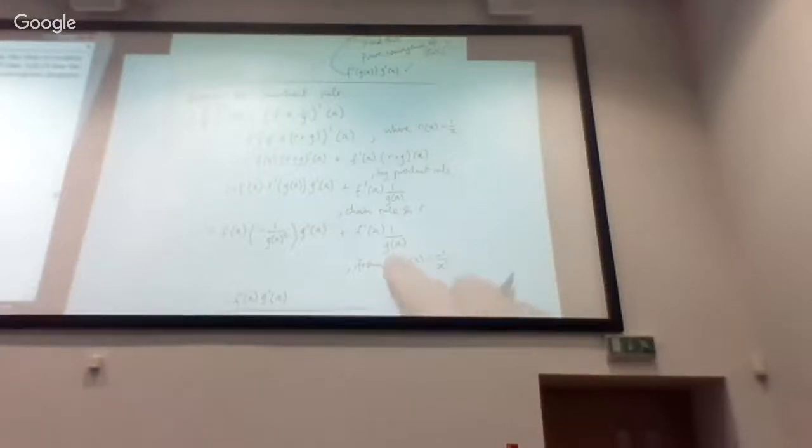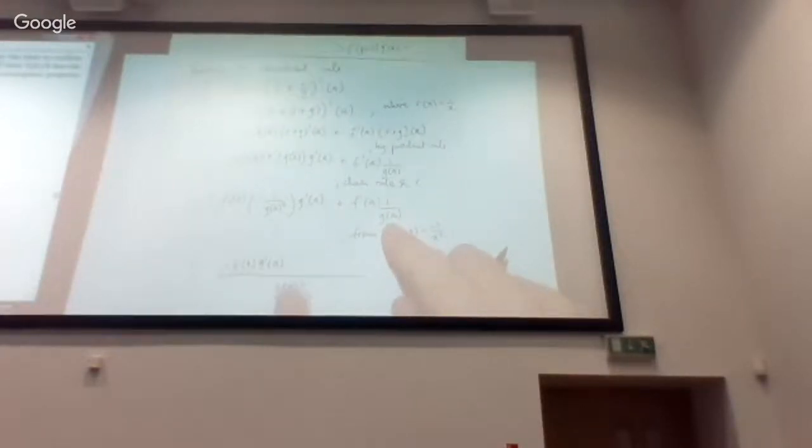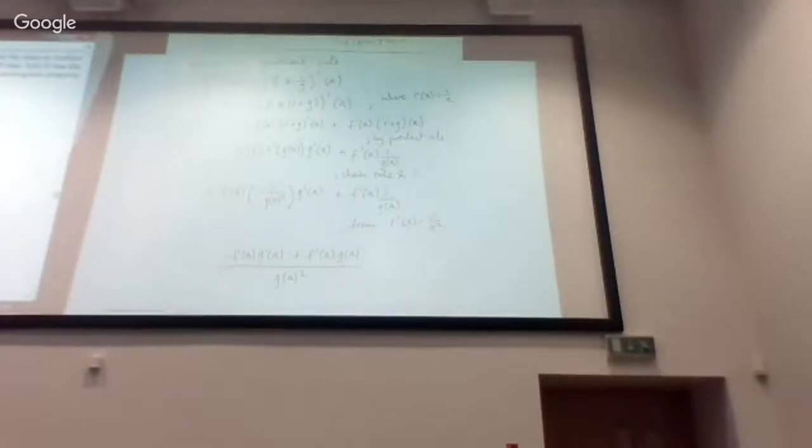This term only has a denominator g of a, so to make it over that common denominator, I need to multiply the numerator by g of a. So that's f prime of a times g of a. And that's exactly the correct quotient rule, but maybe I have to change the order of those two terms. So that's exactly the quotient rule that's required.